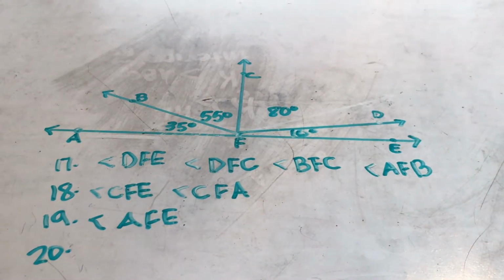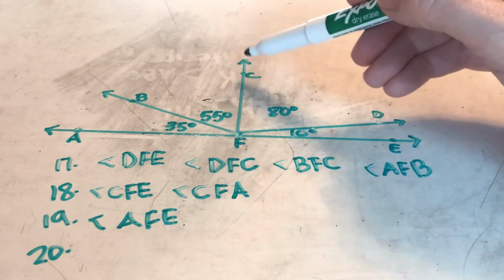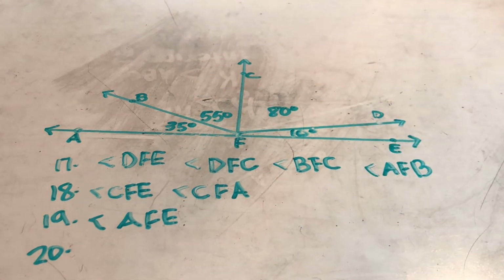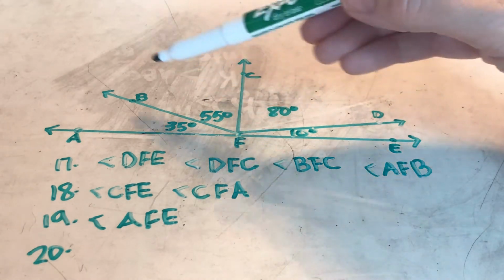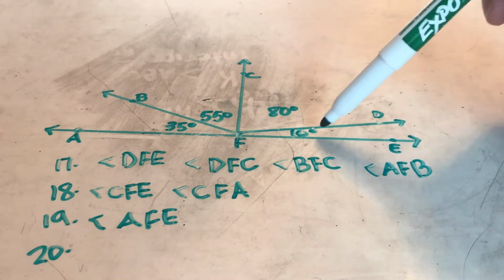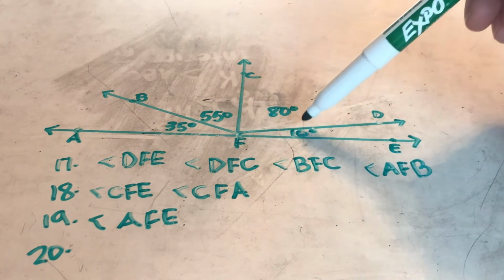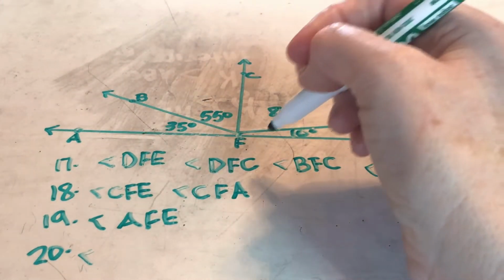And on number 20, it wants 3 obtuse angles. Well, we know obtuse has to be bigger than 90 degrees. So I know this one doesn't work, and I know this one doesn't work, and this one doesn't work, and this one doesn't work, and neither do our right angles. Those can't work because it has to be bigger than 90 degrees. So if I look at EFB, that's much bigger because it would be all of this. So that would be one of my obtuse angles, EFB.